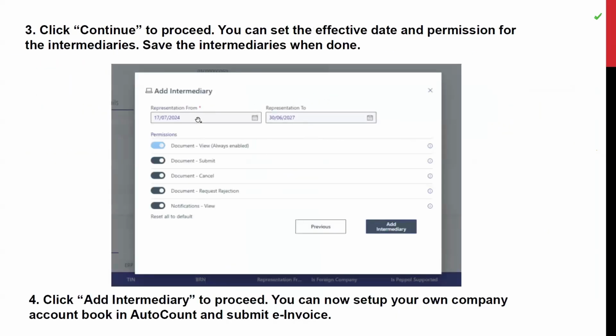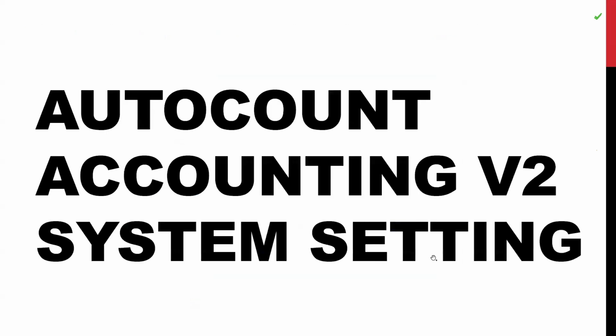The date you need to set, you can put like 3 years or 4 years, it doesn't matter. Then the permission. When you click in the first time, document submit, document cancel, document request rejection, notification view, they will be in a gray color. So you need to turn them on. So you need to click, click, click, click, click. Then add intermediary. After you have done this step, you can go into your AutoCount and do the setting.